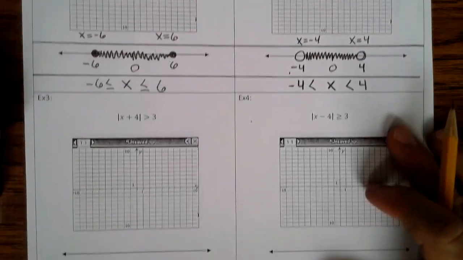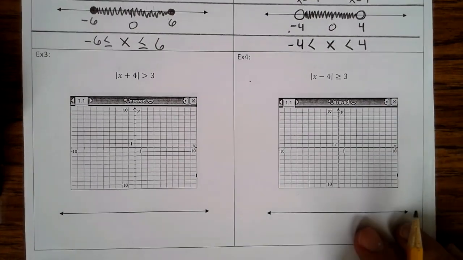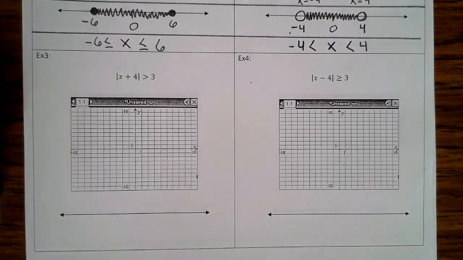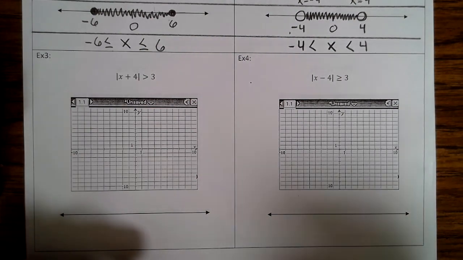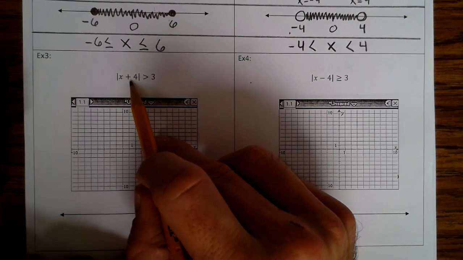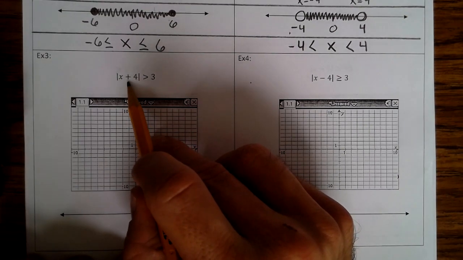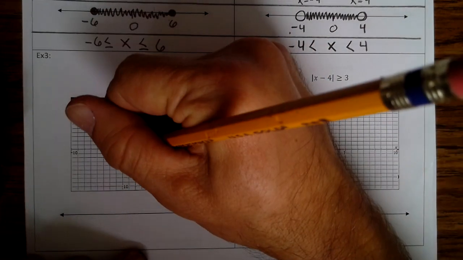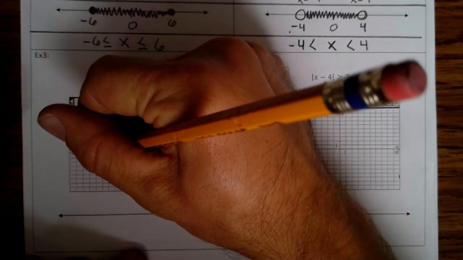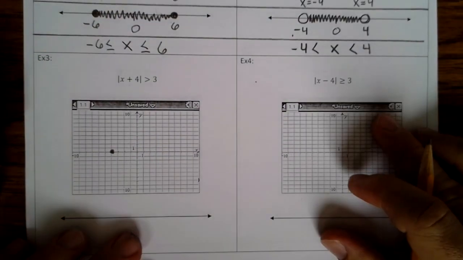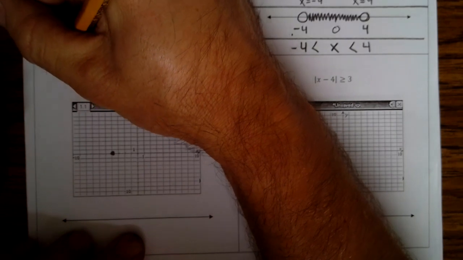All right, let's look at example 3. All right, so step 1, isolate the absolute value, which we did. Step 2, graph the left side. So now this we're going to shift. So it's +4, which means it moves left 1, 2, 3, 4. That's our new vertex. And we're going to graph by direction.